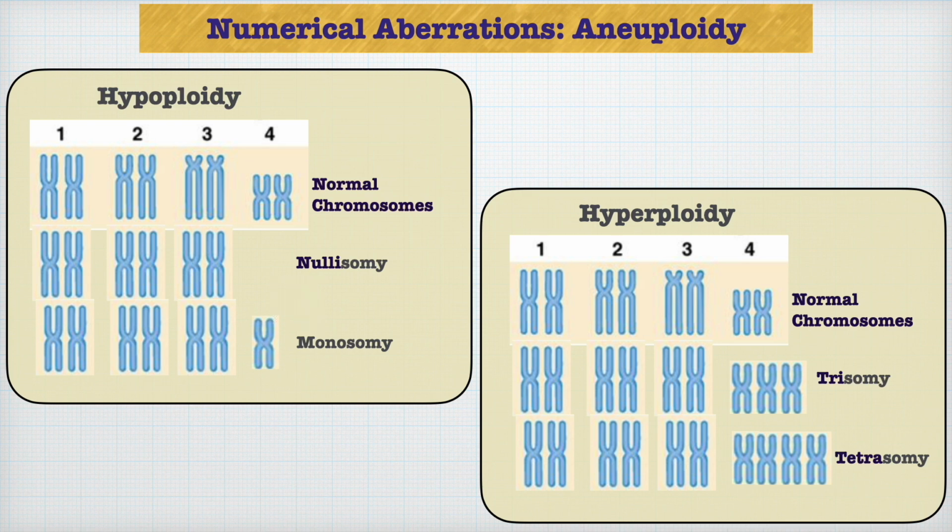Hyperploidy is a state in which cells contain one or more extra chromosomes. The gain of an extra copy of a chromosome is called trisomy, and the addition of two chromosomes is called tetrasomy.